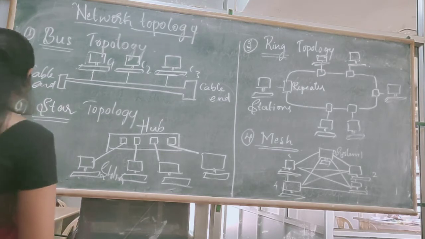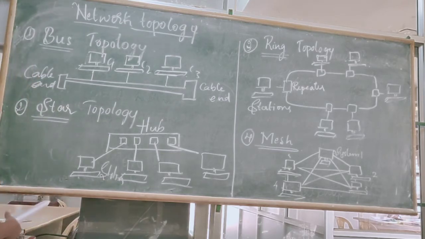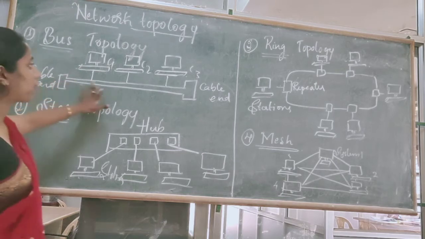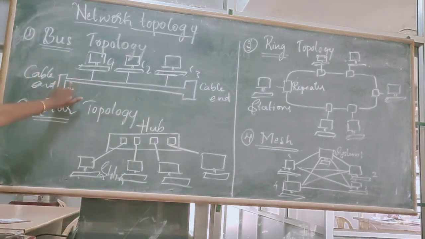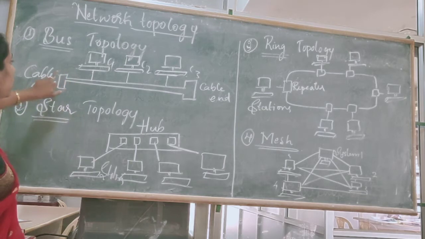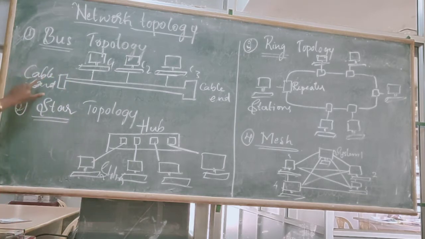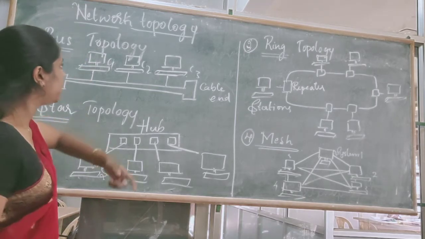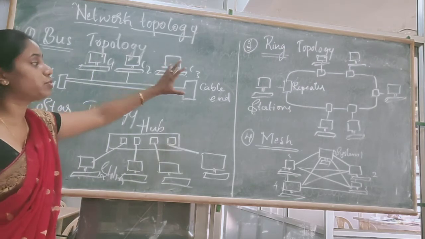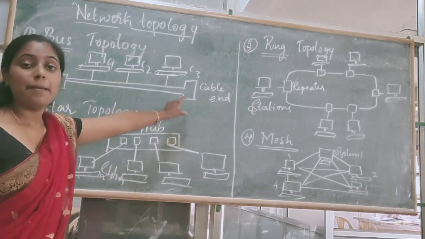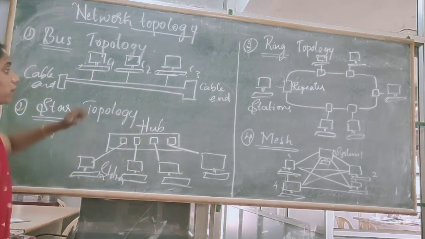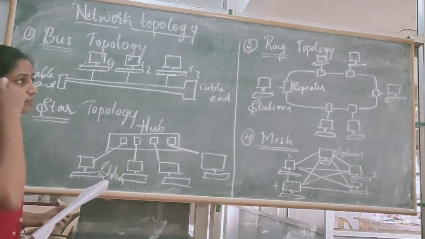So this is the bus topology, how it will look. There will be a backbone cable. We call this the backbone cable. And at the end there will be a cable end, or it will be called a terminator. Different systems will be connected to the single backbone cable. This backbone cable is what we call the bus.